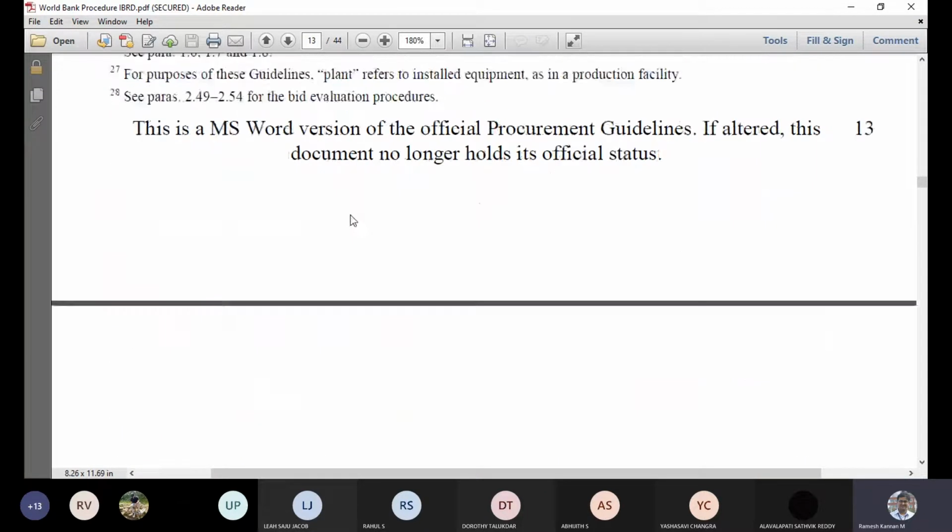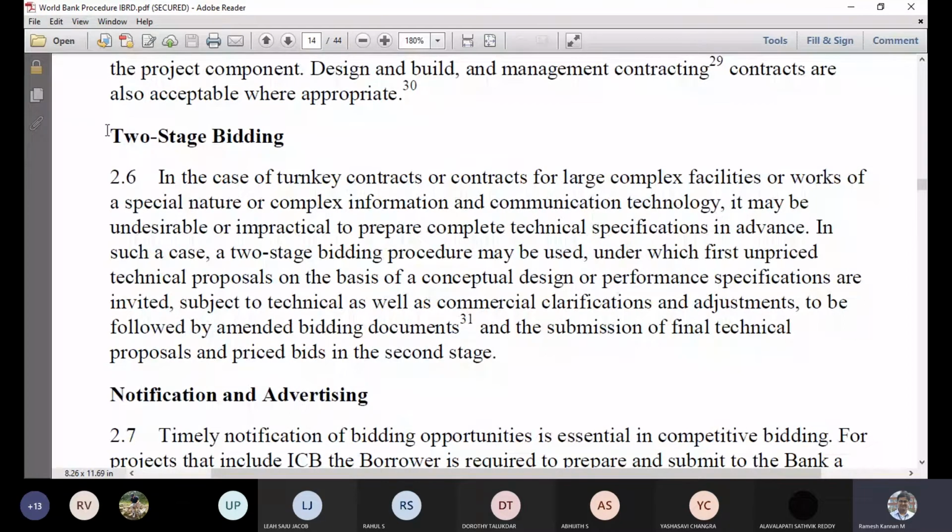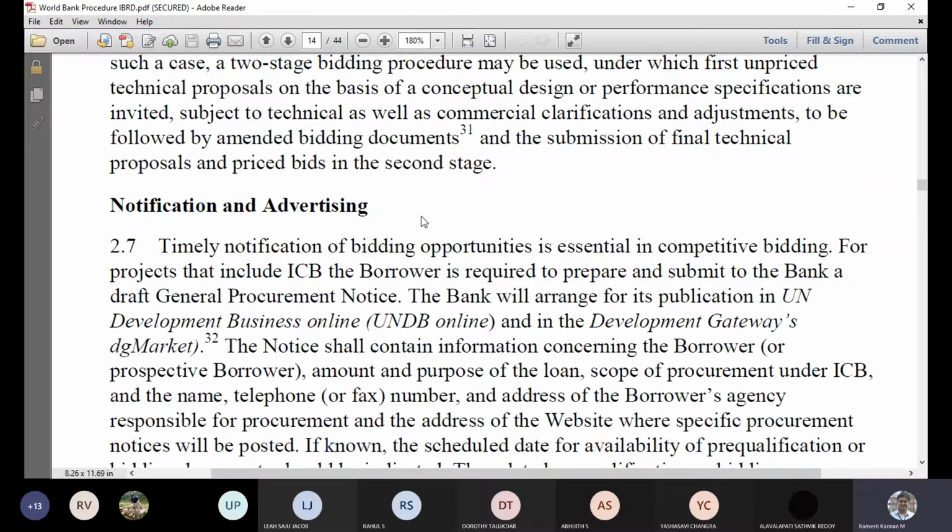Let me run through that. Here we talk about two-stage bidding. If it is an extremely large, complex project, it is very difficult, or undesirable and impractical, to prepare a complete technical specification in advance for the entire project. So it can be fragmented into two stages or three stages depending upon the requirement.